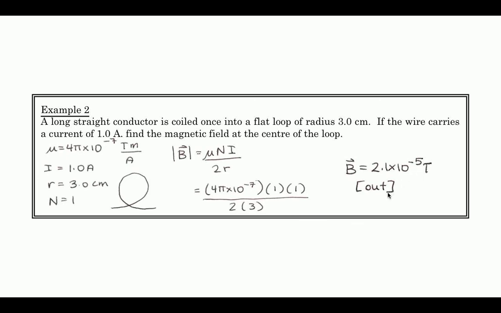And if we use right-hand rule number 2, and we say, okay, the current is in this direction, we would say that the magnetic field would point out of the page, because if the current goes in here and comes out here, then this loop right here would have a magnetic field out of the page.